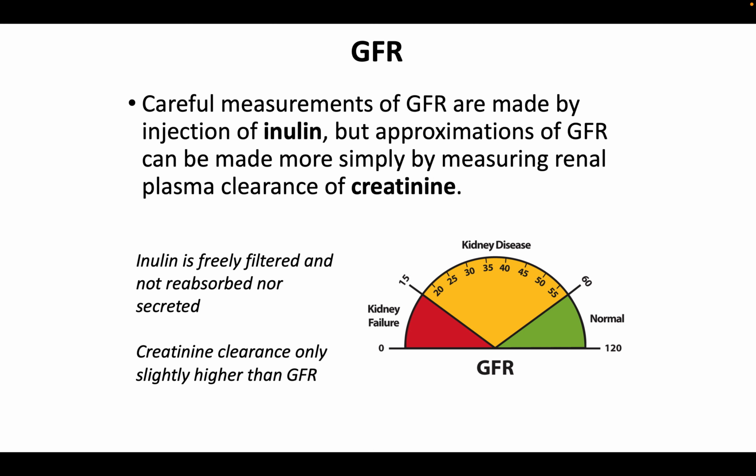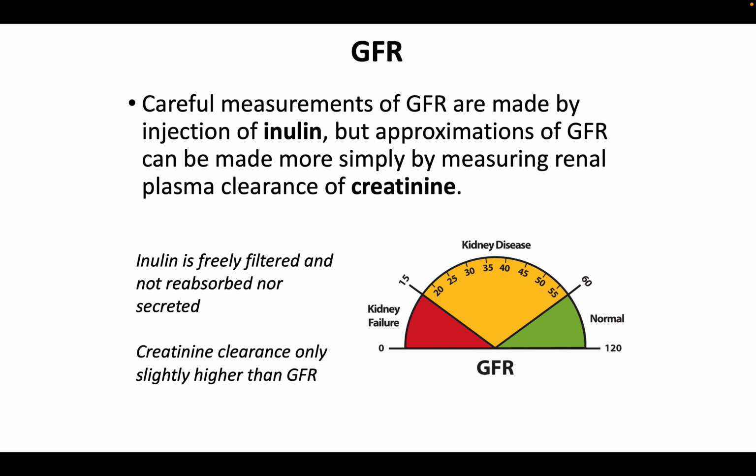So what's more often and more simply used here is this thing called creatinine, right? Creatinine is a byproduct of creatine metabolism, and creatine is the molecule in muscles that helps to transfer phosphates to ADP to make ATP. Creatinine is filtered in the kidney. However, it's also slightly secreted, right?